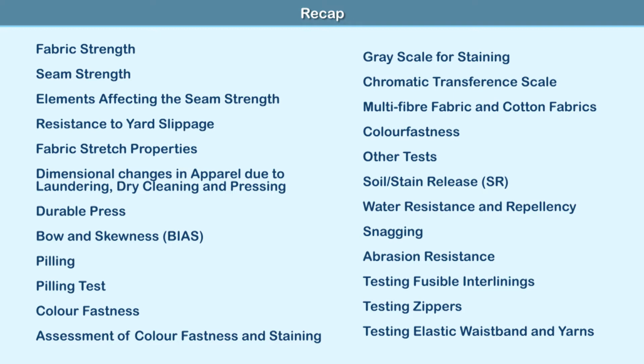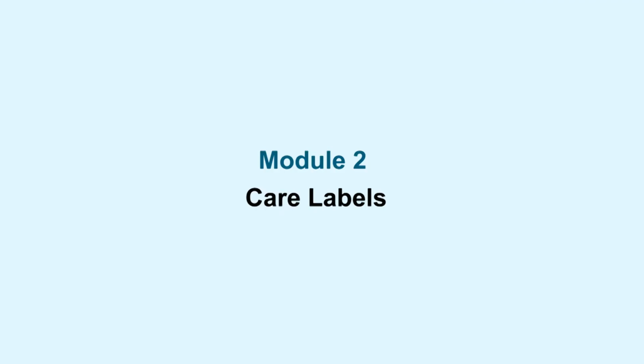Then we talked about the testing of elastic waistband, wherein we test shrinkage, fit for the label size, and resistance to degradation. We also talked about the testing of yarns and the parameters that need to be checked. We learned about the testing of sewing threads, wherein certain parameters that need to be checked are discussed. We now move on to module 2, that is on care labels.